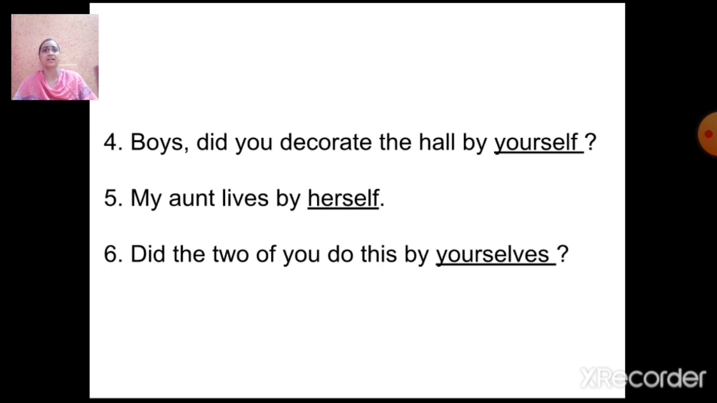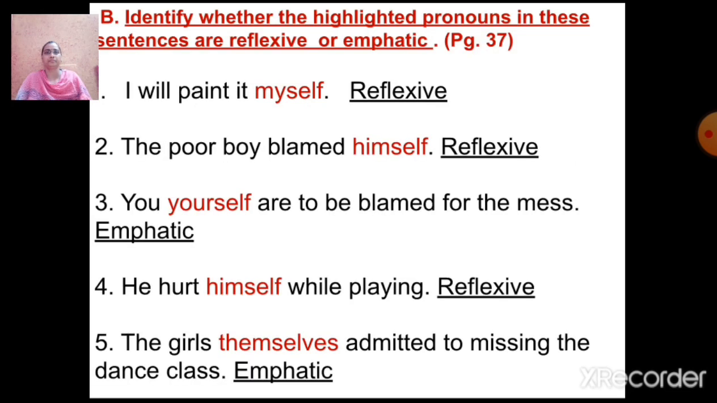My aunt lives by herself. Then, did the two of you do this by yourself? Did the two of you do this by yourself? Now students, let's solve this exercise which is there again in page number 37.